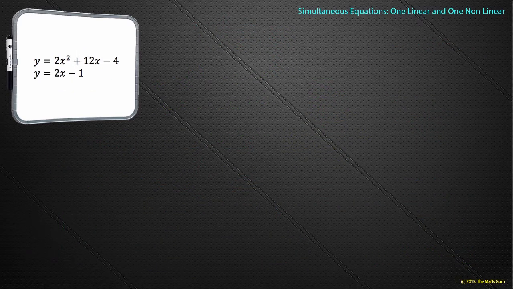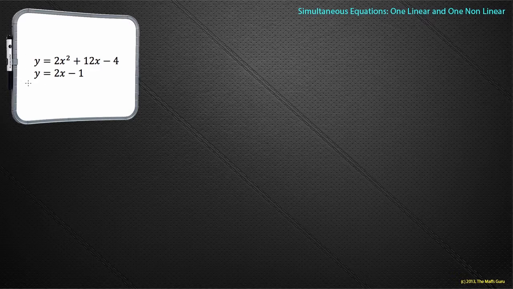Here we have something that looks a lot more complicated, right? y equals 2x squared plus 12x minus 4 and y equals 2x minus 1. Well, solve them simultaneously. That's not that difficult either, because once again we've noticed they've made it nice and easy for me. Lovely. y equals. What do we know about simultaneous equations?